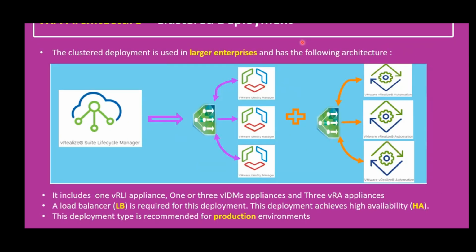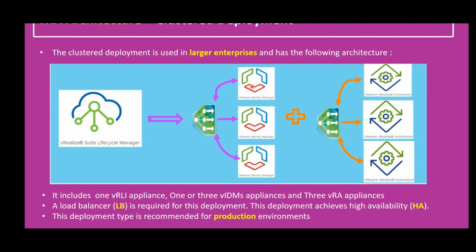In our clustered architecture, the only difference is that VMware, at present, hasn't provided a clustered architecture for Lifecycle Manager. Lifecycle Manager we still use as a single VM. Maybe in future versions, 8.7 or later, we don't know how they will design this LCM. But as of today, LCM is supported only as a single virtual appliance. There is no load balancing mechanism. But when it comes to IDM and vRA, we have a load balancing mechanism.